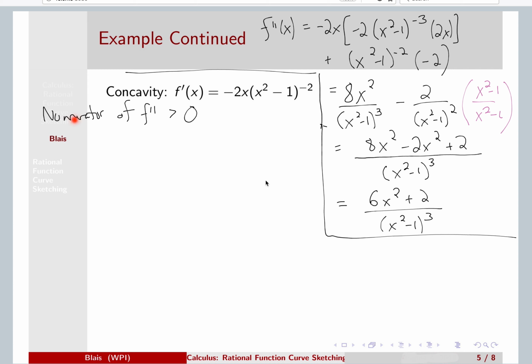And by the way, since the numerator of f double prime is greater than 0, this means that the solution to f double prime of x equals 0 does not exist. So we can't find any inflection point via that route. It would only be at a point where the second derivative didn't exist.